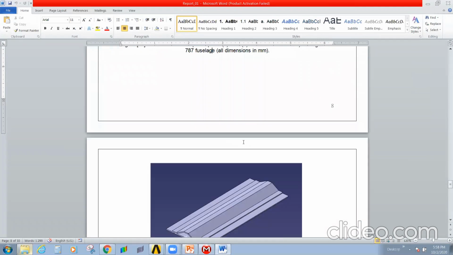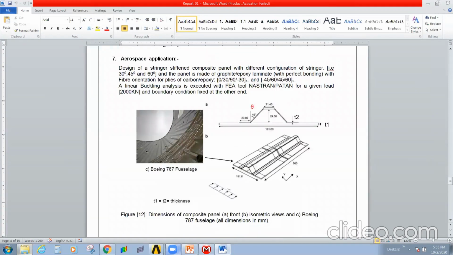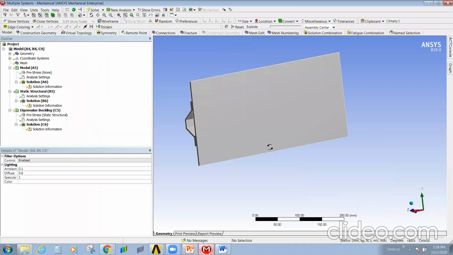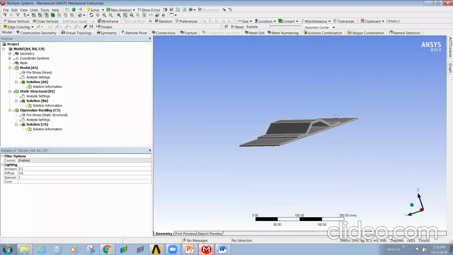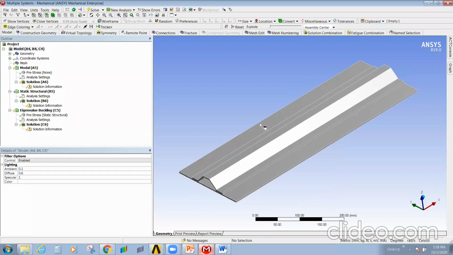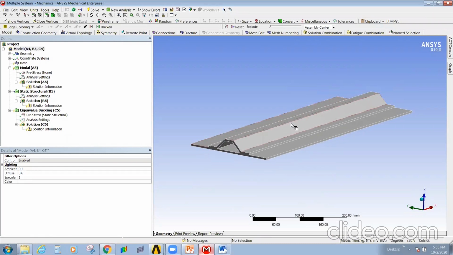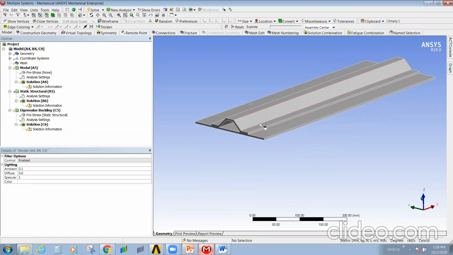Okay, so this stringer or this structure, as you are looking, is kind of a thin sheet, which will be typically made. Earlier days, these kind of structures used to be made with metallic materials like aluminum or any other lightweight materials. But nowadays this kind of structures are made from composite.